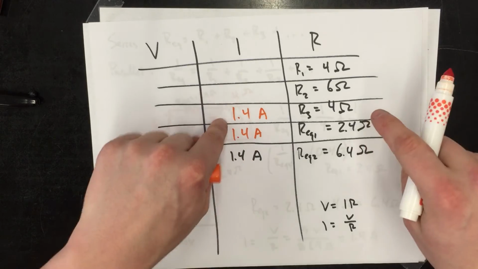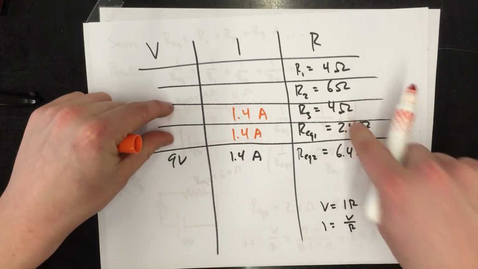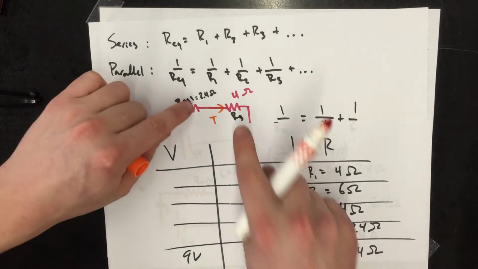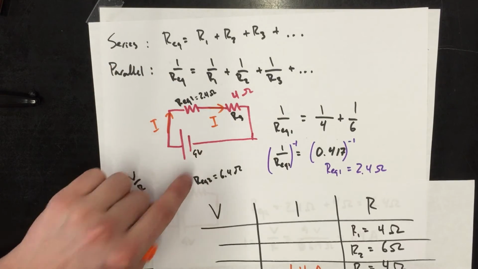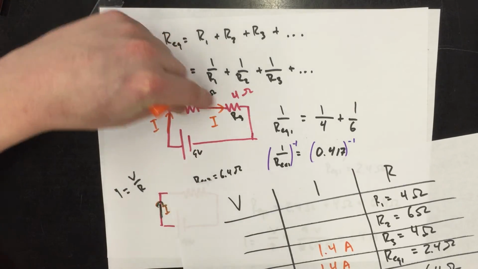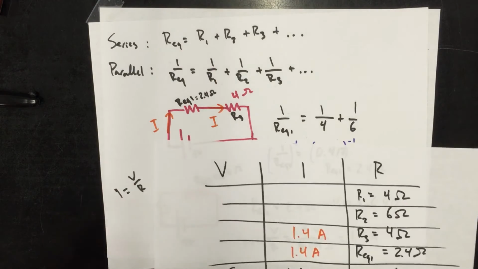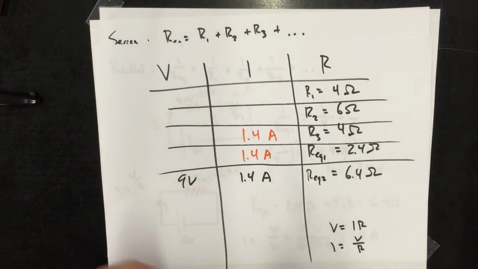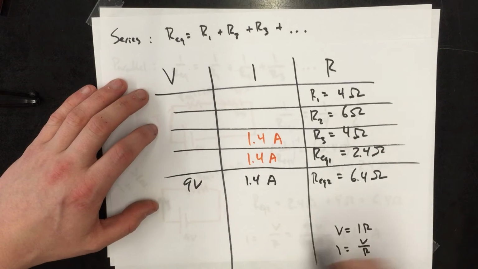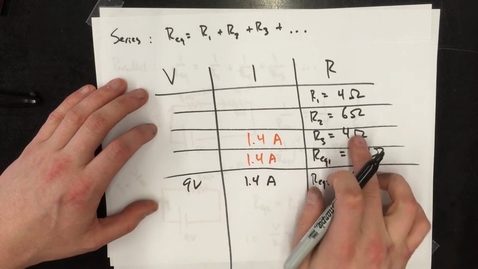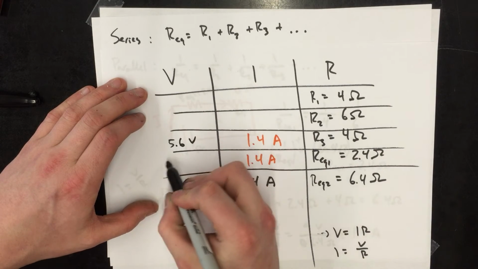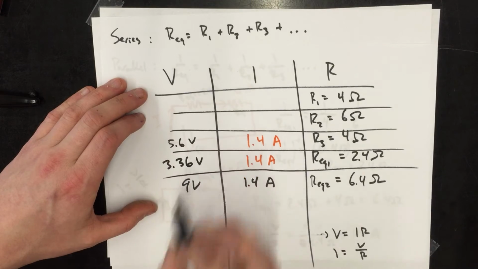Well, now I have I and R, so I could figure out the voltage difference across these two voltages. And both of them should add up to 9 volts, because I know in a series circuit that part of the voltage goes to one resistor, part of the voltage goes to the other, so that all of the voltage is accounted for. So when I do that into Ohm's law, I times R, and then I times R over here, I get 5.6 volts and 3.36 volts.